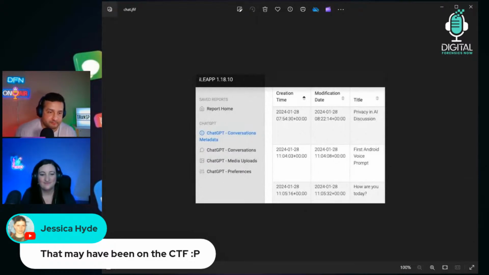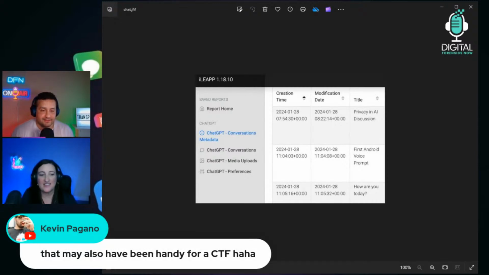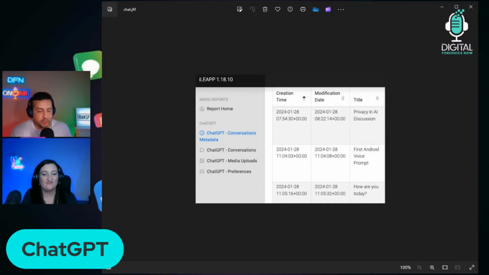What's the chat saying? That may have been handy on the recent CTF, and Kevin says the same thing. That also may have been handy on the recent CTF. And that's a good point they have. So when there's CTFs, capture the flag, those are the competitions where an organization puts out an image for folks to go through and answer questions about that image. The person that answers the most questions or answers them all wins the competition.